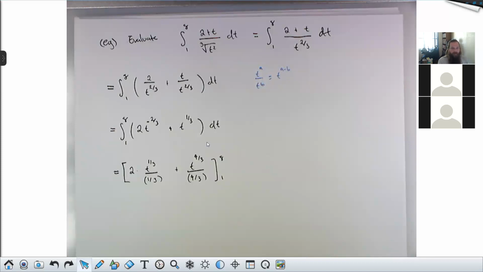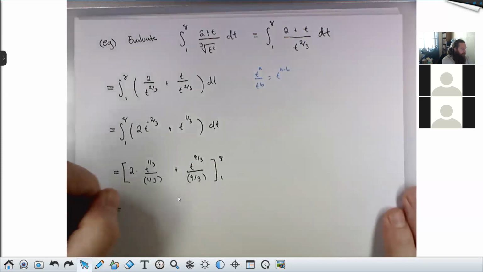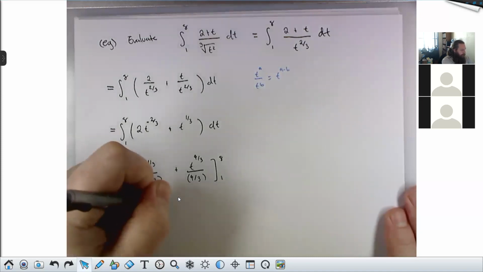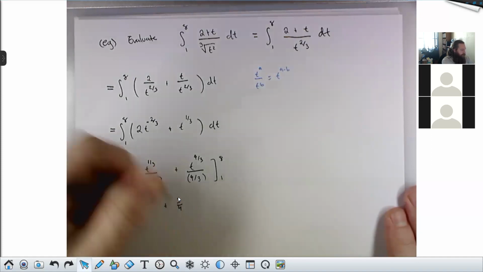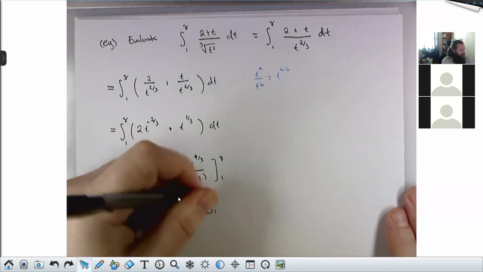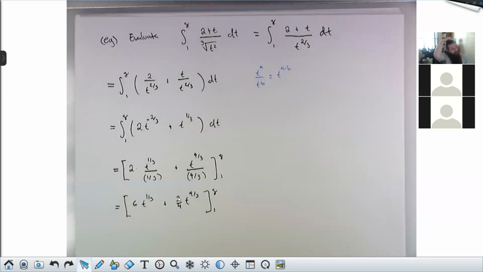All right. So from here, I would like to simplify this and this a little bit before plugging in these bounds, to make my life easier arithmetic-wise. Dividing by 1/3 is the same as multiplying by 3. 2 times 3, this is 6 t to the 1/3. And over here, dividing by 4/3 is the same as multiplying by 3/4. So this is 3/4 t to the 4/3.